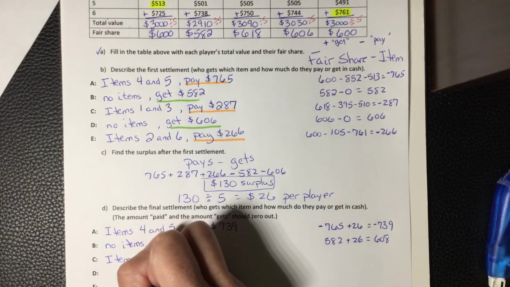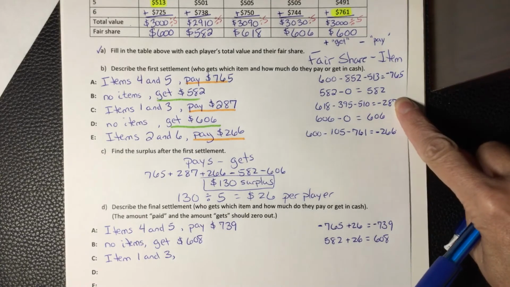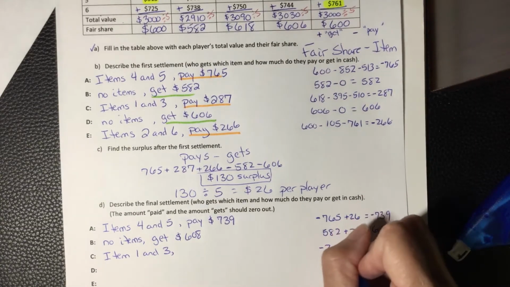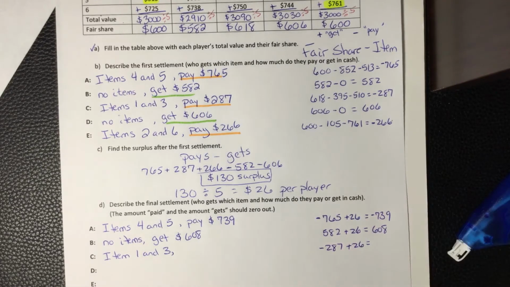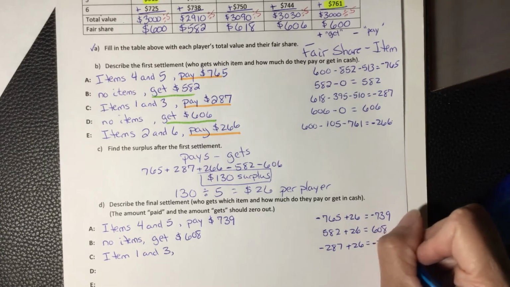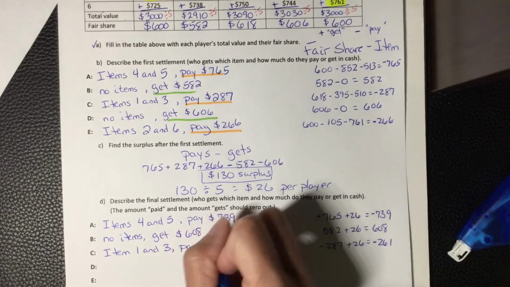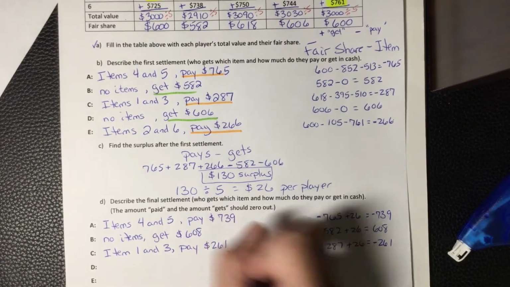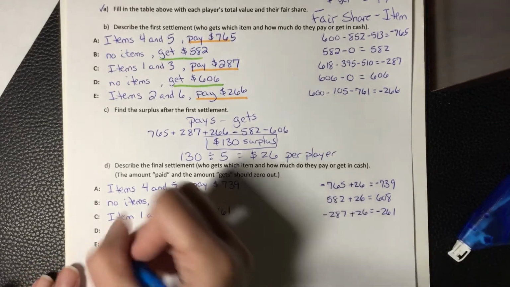All right. Then player C is going to get items 1 and 3. So they paid $287, so negative $287. But they're going to get another $26 back. So if they paid $287 but then got $26 back, that would be like paying $261. So they're going to pay $261.